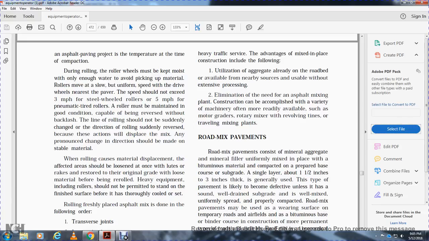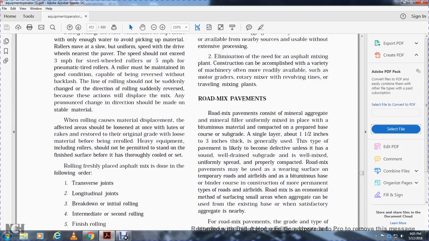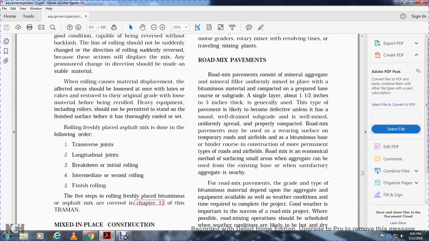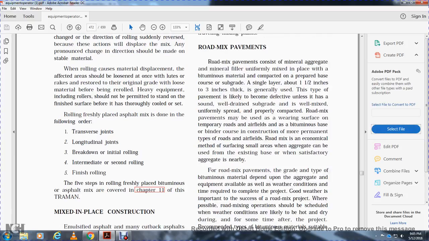When rolling causes material displacement, the affected area should be loosened, the loose material raised, and the original grade restored before being rolled again. Heavy equipment should not be introduced before rolling. The roller should not be permitted to stand on the finished surface before it has cooled or set. Freshly placed asphalt mix is rolled in the following order: transverse joints, longitudinal joints, breakdown or initial rolling, intermediate or second rolling, and finish rolling as the final step.